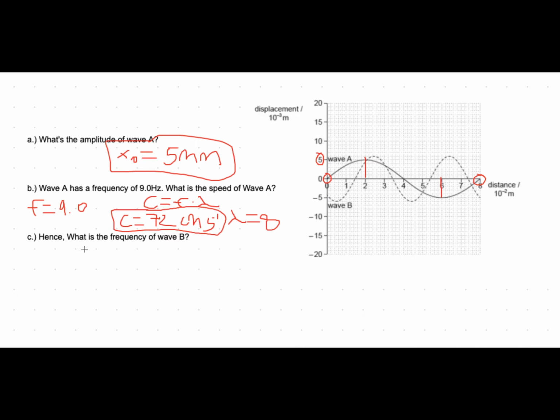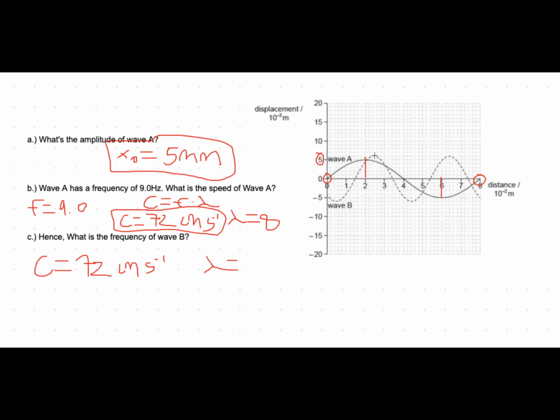Finally, we're going to want to find what is the frequency of wave B. This is wave B denoted by the dotted symbol. We know that the speed of the wave, which is not going to change, is going to be 72 centimeters per second. This is going to remain constant. So this means only that there's going to be a change in the wavelength. We're going to want to find the wavelength of this wave, which once again we can find from 2 points that are in phase.